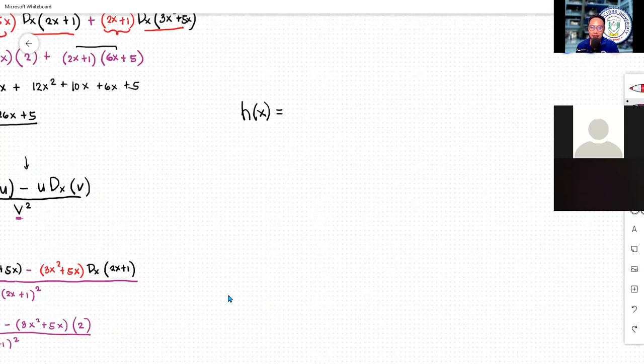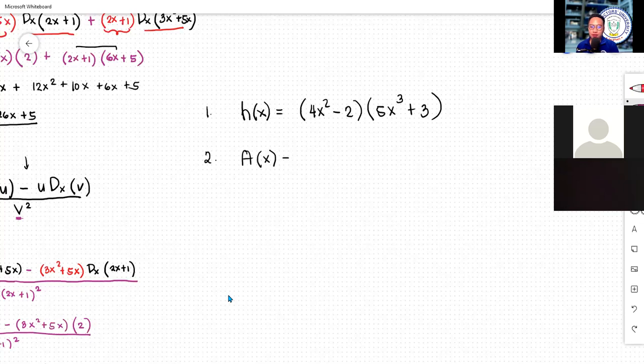So I want you to take this: 4x squared minus 2 times 5x cubed plus 3. Take the derivative of the first one. Number 2, a of x equals x plus 4. Go. 5 minutes. I'll show the formula for your derivatives that I showed before.